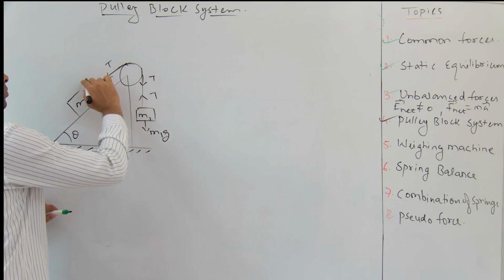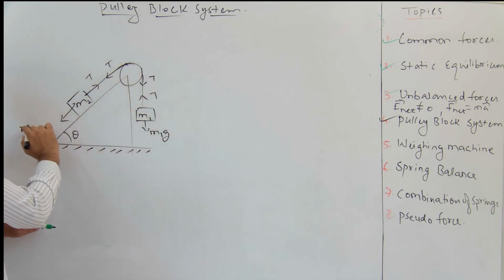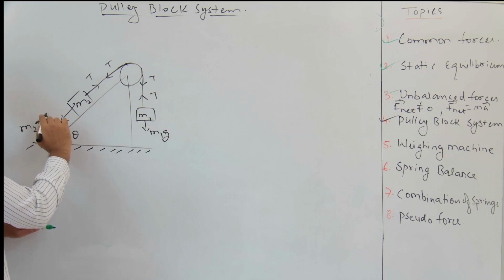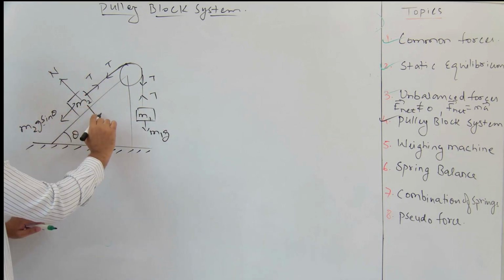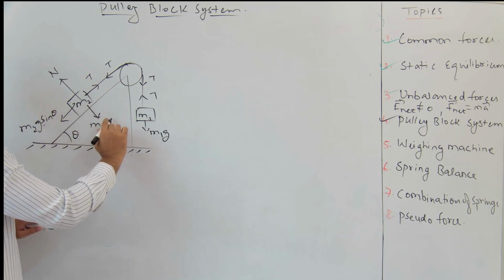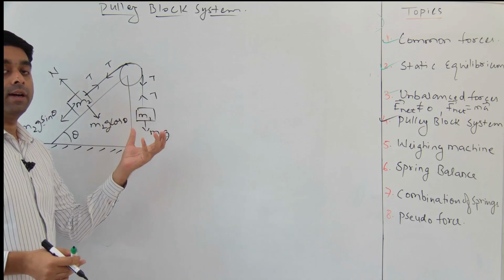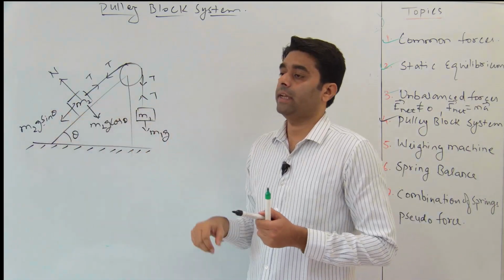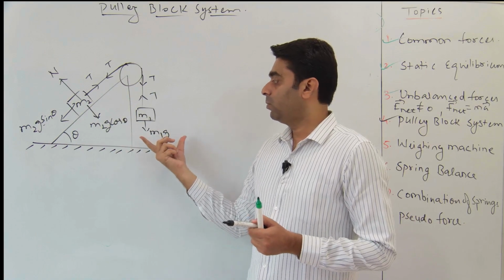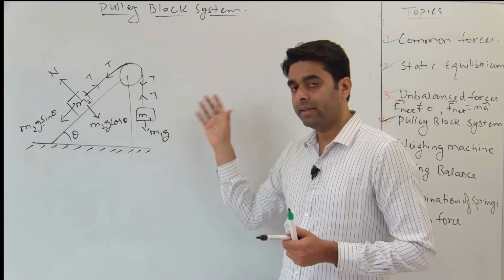tension on M2, and on this M2, that is the second block, it will be M2G sine theta, normal which is perpendicular to the incline, and M2G cos theta, right? Over here, which block will be moving down? It will be determined by the value of M1G and M2G sine theta. Considering that, let's say M1 is going down.